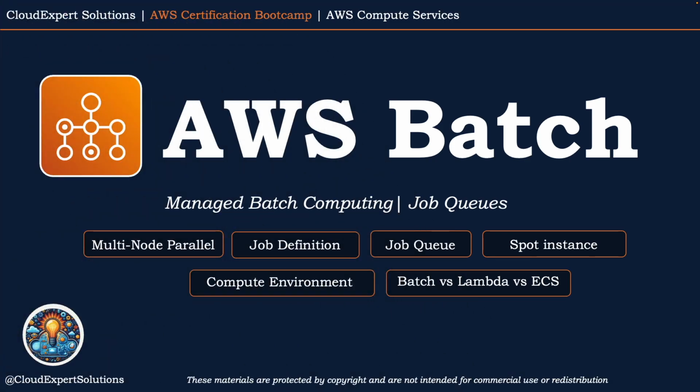In this module, we will cover AWS Batch and all the concepts you need to know to pass the AWS certification. AWS Batch is a common topic across foundational and associate certificates. You need a high-level understanding of AWS Batch and its use cases.